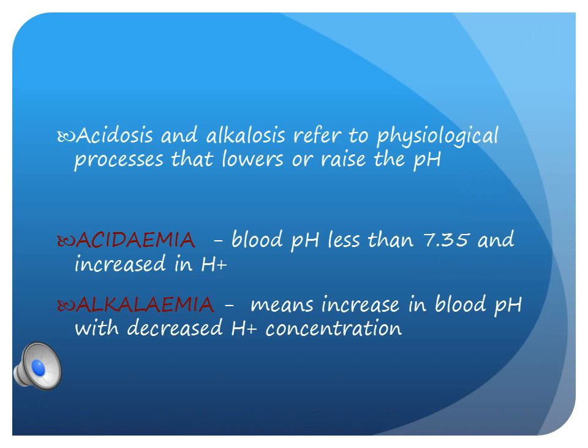Acidosis and alkalosis are physiological processes that lower or raise the pH. So what is acidemia? It indicates a blood pH less than 7.35, so the H+ is increased. And what is alkalemia? It means there's an increase in blood pH, which is a decrease in H+ concentration. Whenever there is an increase or decrease in pH, our body reacts to it by making certain adjustments through a system called the buffer system, which we'll be discussing in the later part of the seminar.